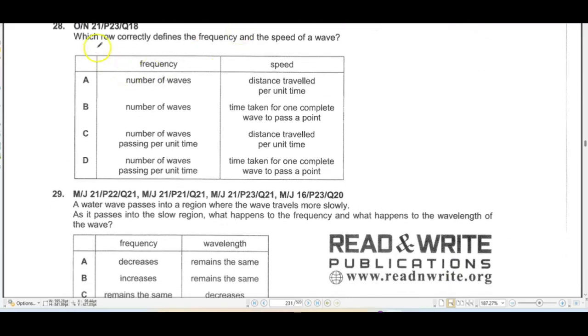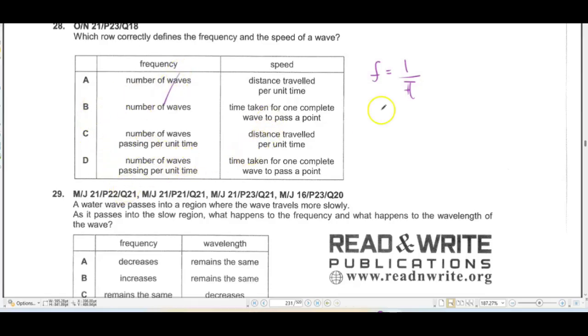Question number 28. Which row correctly defines the frequency and the speed of the wave? Frequency is not just the number of the waves, it is number of waves per unit time. Frequency is this. ठीक है ना? So it is the number of waves per unit time. So these have to be eliminated.